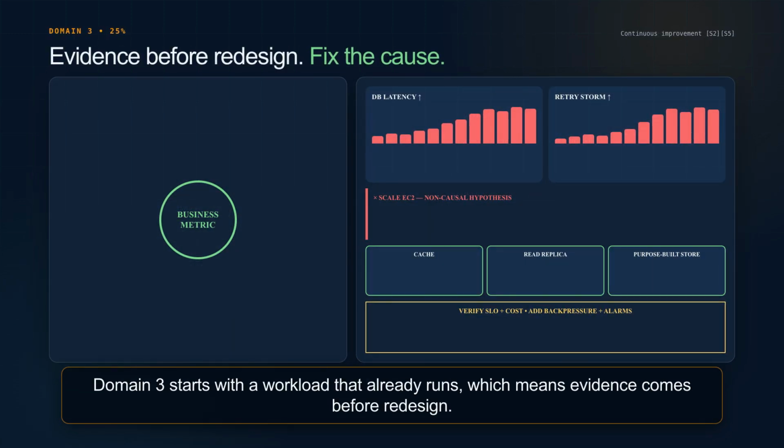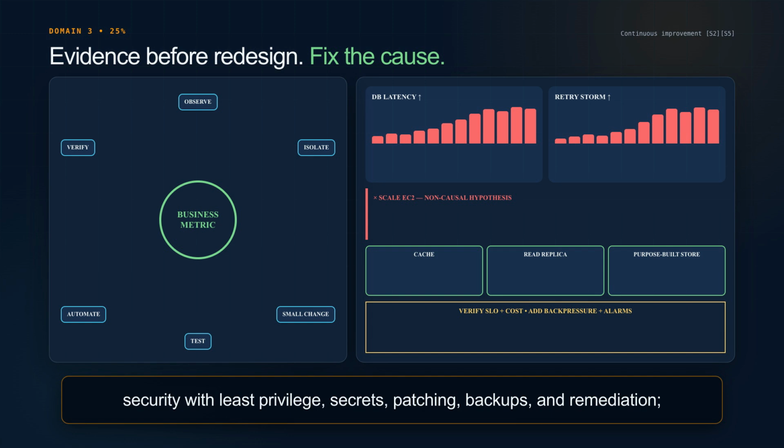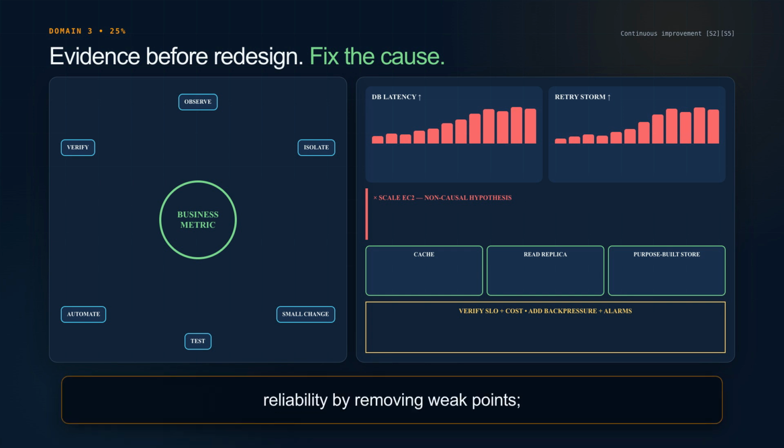Domain 3 starts with a workload that already runs, which means evidence comes before redesign. You must improve operations with monitoring, deployment controls, and automation, security with least privilege, secrets, patching, backups, and remediation, performance against measurable SLAs and KPIs, reliability by removing weak points, and cost by analyzing utilization, transfer, and waste.